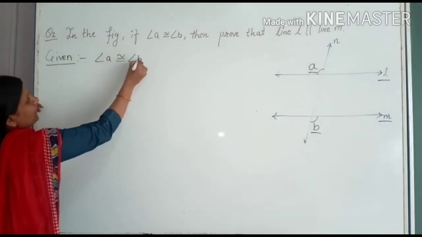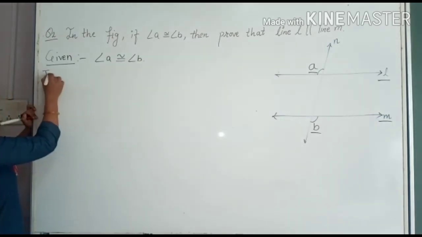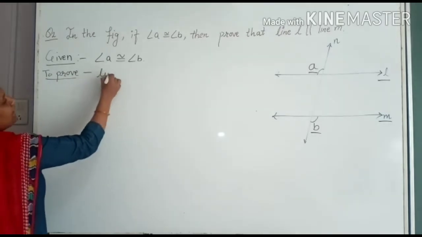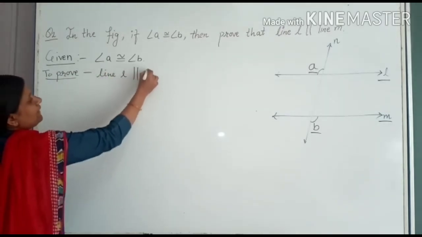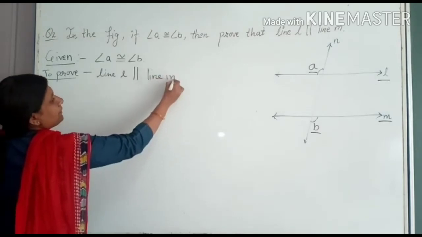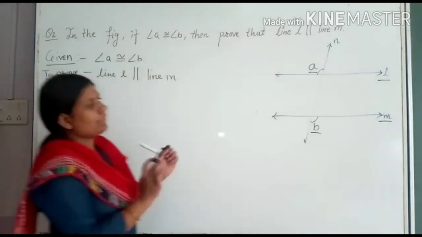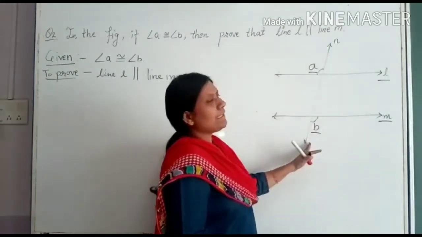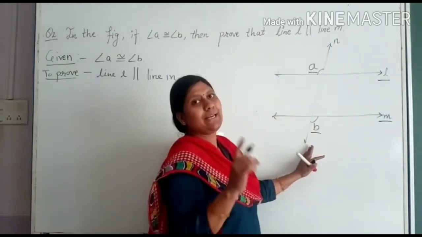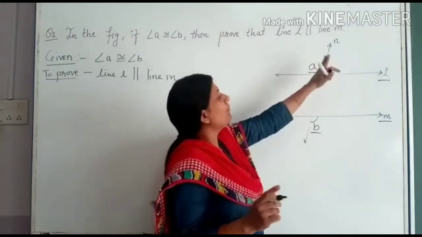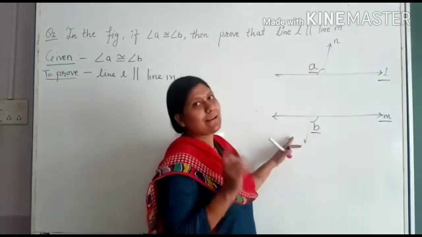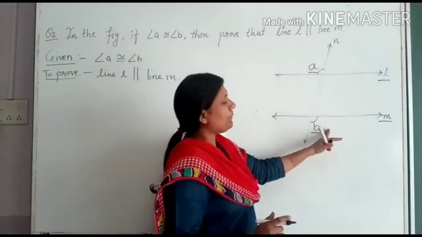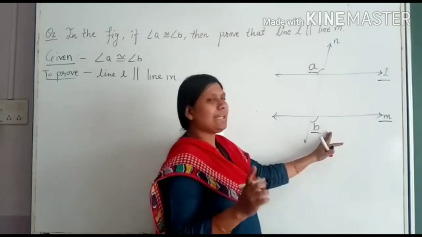Angle A is congruent to angle B. And what do we have to prove again? We have to prove line L is parallel to line M. Now observe the figure properly. If you observe angle A and angle B, they both are the exterior alternate angles, right? If we consider line N as the transversal, then angle A and angle B are the alternate exterior angles.